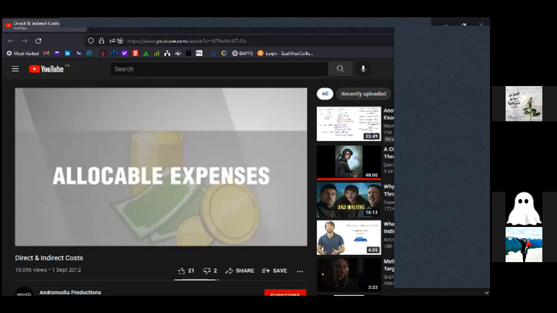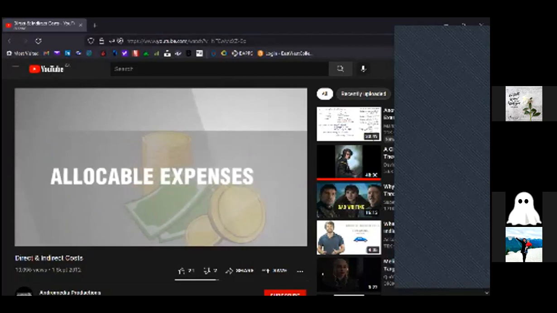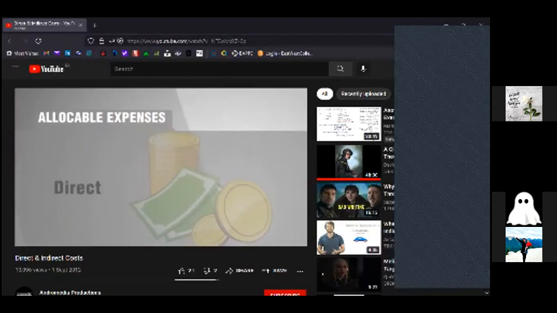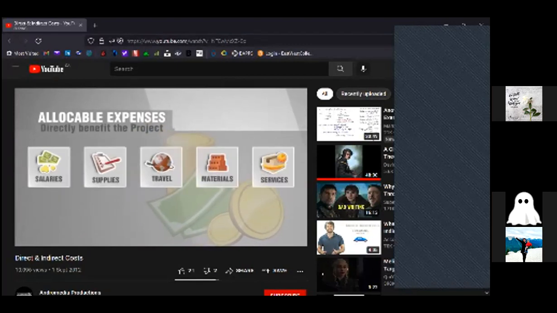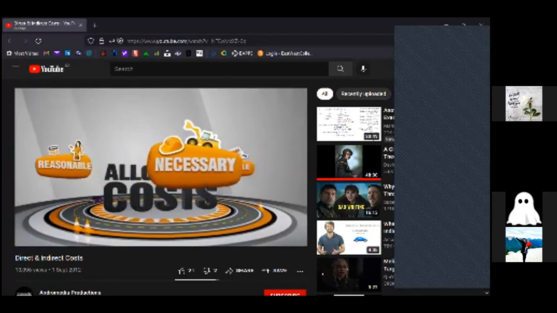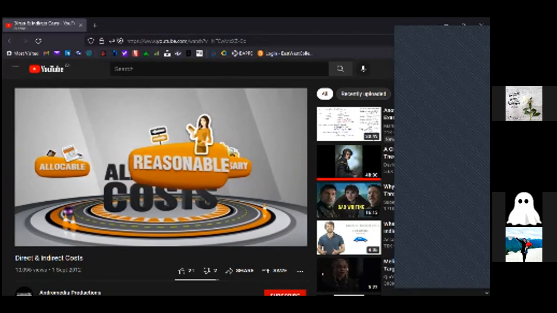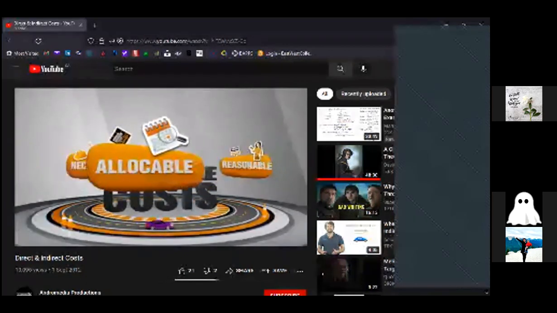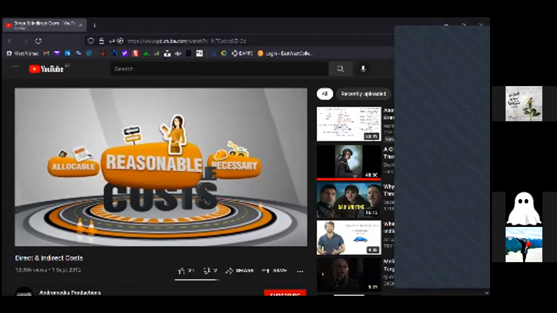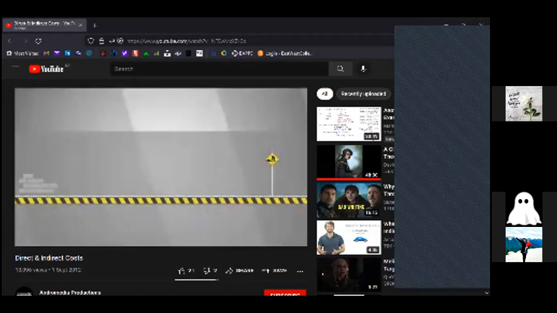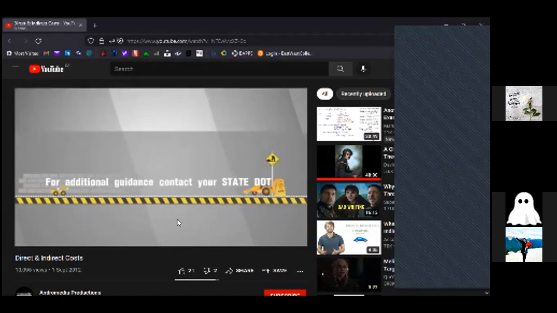The third and final condition that an expense must meet in order to qualify as allowable is that it must be allocable. To be allocable, an expense must directly benefit the project. Some examples of allocable expenses are those for project-related salaries, supplies, travel, materials, and services. In summary, federal aid highway project expenses must be allowable in order to qualify for federal reimbursement. To be allowable, they must meet the three conditions of being necessary, reasonable, and allocable. For additional guidance, contact your state DOT.